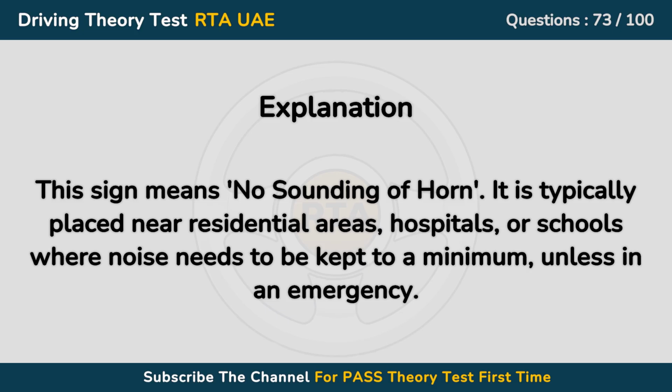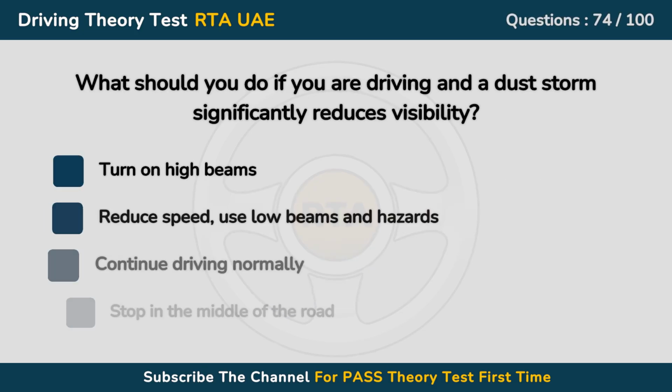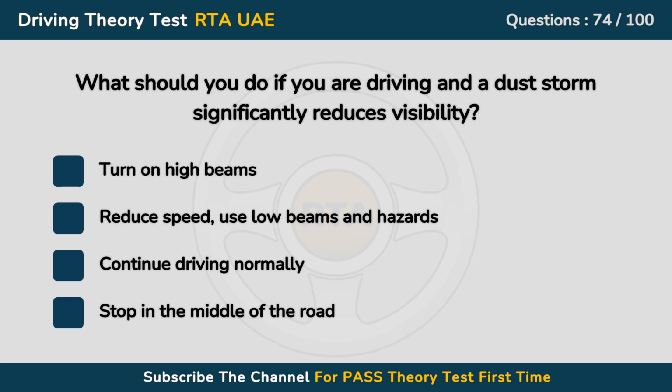Question 74. What should you do if you are driving and a dust storm significantly reduces visibility? A. Turn on high beams. B. Reduce speed, use low beams and hazards. C. Continue driving normally. D. Stop in the middle of the road.